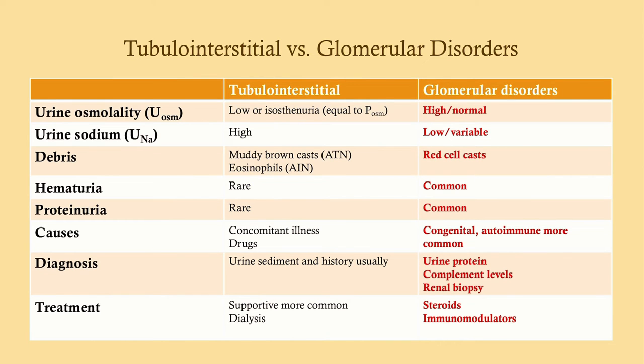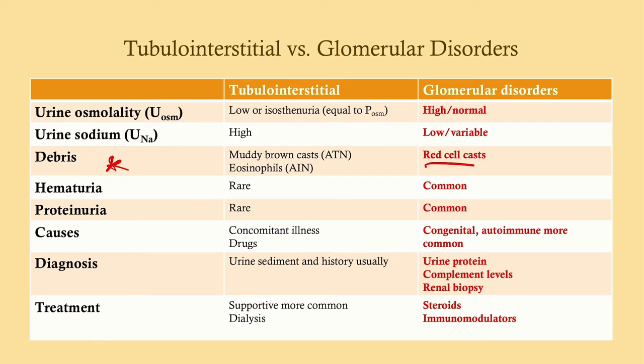This is a comparison between the tubular interstitial and the glomerular disorders. What I really want to draw your attention to here is the debris: red cell casts instead of muddy brown casts. And then hematuria and proteinuria are much more common in the glomerular disorders than in the tubular interstitial disorders. Try saying that 5 times fast.